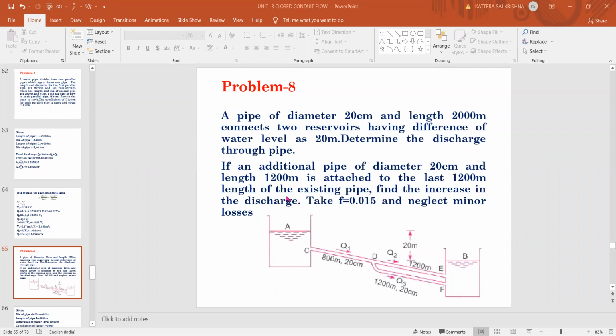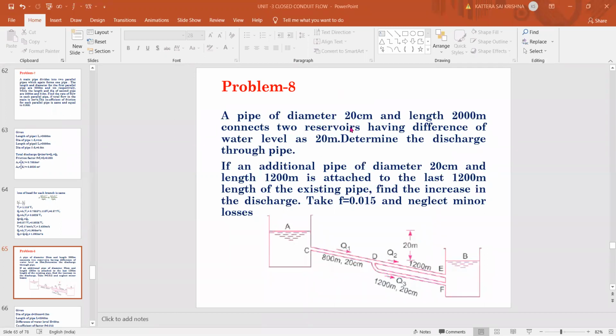So find the increase in the discharge by taking the friction factor F equal to 0.015 and neglect the minor losses. So he's asking to neglect the minor losses. We need to consider only the major losses for solving the problem. Okay, so here we need to solve two things.